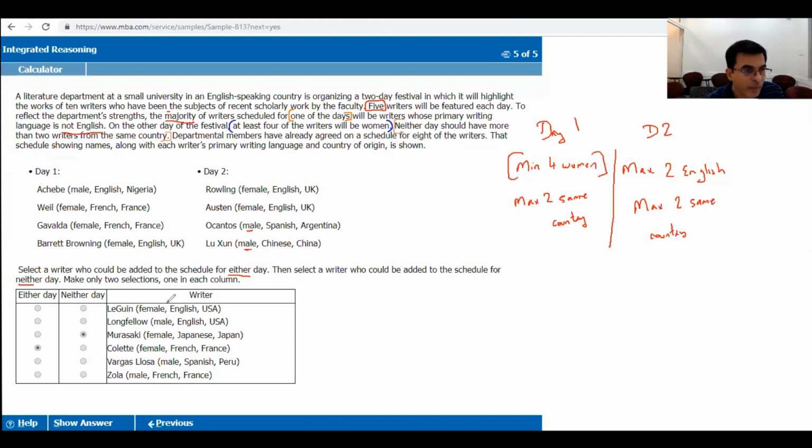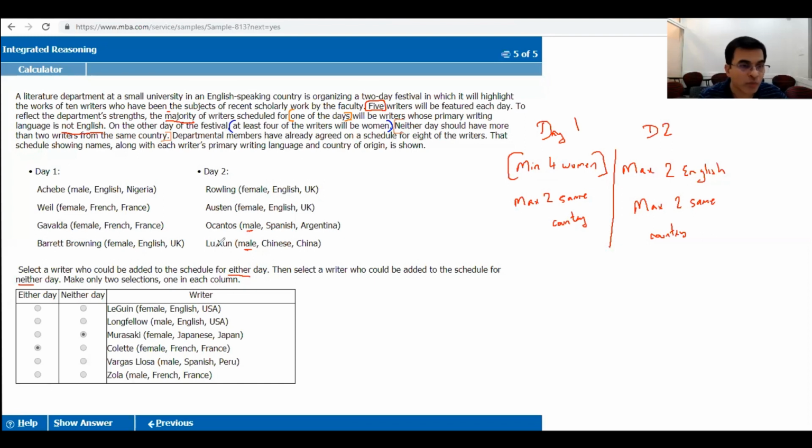Now she's female, which means she's eligible for day 1 because that criteria is not being violated. She's English, and on day 1 there is no English restriction, so even that criteria is not getting violated. And she's from the USA, so again the 2 country rule is not being violated on day 1, which means she can go on day 1.